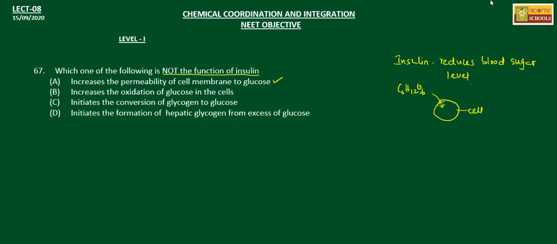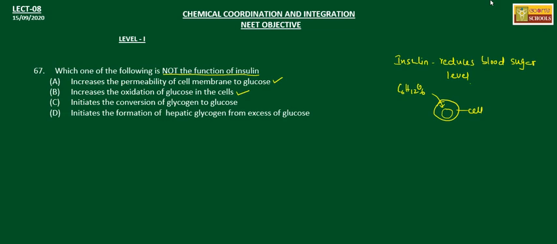The next option: it increases the oxidation of glucose in the cells. If more oxidation of glucose takes place inside the cell, then it takes more glucose molecules from the blood. So this is also a function of insulin.